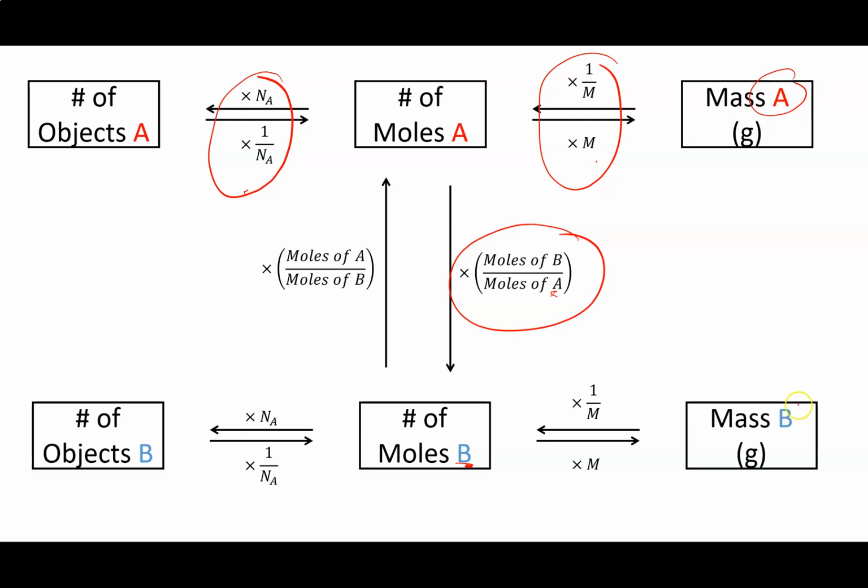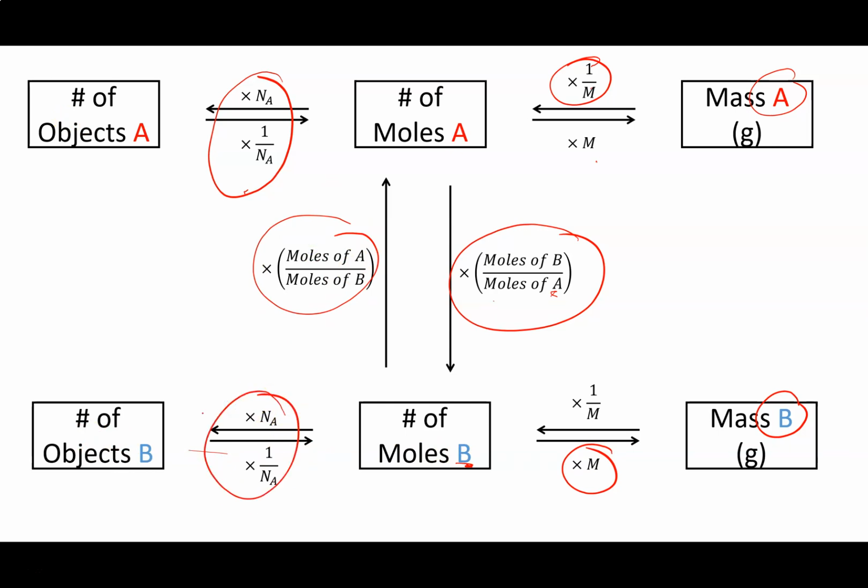You could do mass of A to mass of B. You're going to see that that's a very common conversion, and that one requires 3 conversion factors: 1 molar mass, a mole ratio, and another molar mass. You could do objects of A through to objects of B. That again would involve 3 conversion factors. So if you know how this diagram operates, you can do any conversion on here. It's very, very straightforward, provided you know how conversion factors work and how dimensional analysis works.